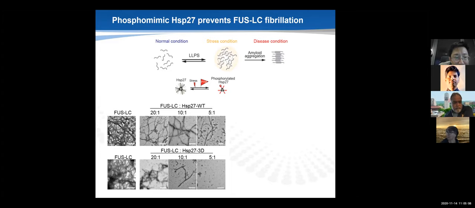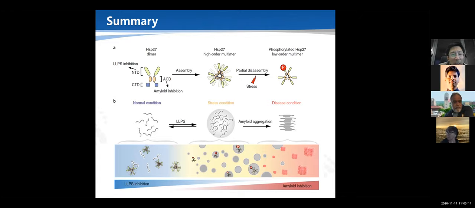let me show our model. The orange part is the core, the alpha crystallin domain, and the green part is the NTD. We think when it forms this oligomer, the NTD is exposed to the solvent, forming a mesh-like structure, and it can form weak multivalent interactions with FUS. But when it is phosphorylated, it disassembles and exposes its alpha crystallin domain. This client binding motif is exposed, so this motif binds more specifically to a hydrophobic region of FUS that prevents its amyloid aggregation.